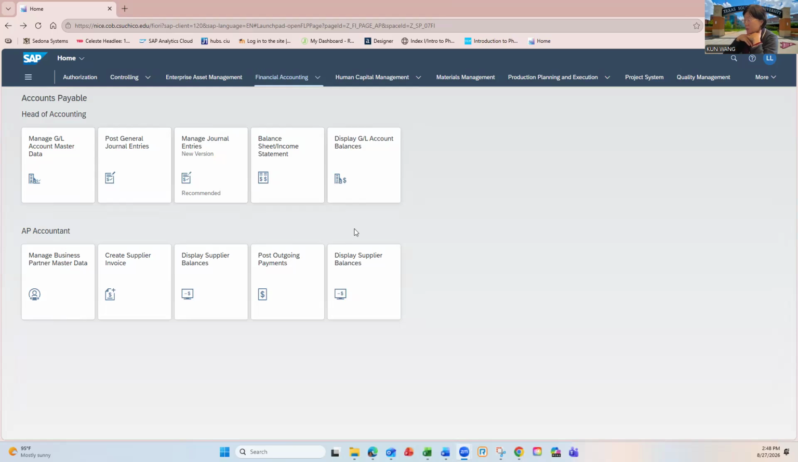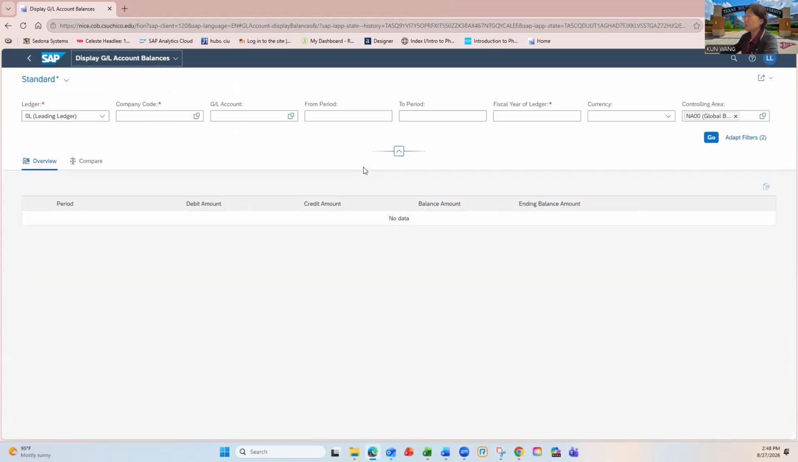So after we finish posting all of the journal entries, we can go back to the header of the accounting to check the account balances and review the financial statements. We'll go back to the prior page. If you don't see this tile display GL account balances, I think it's probably under the AP accountants, and you can move it to the top if you like. So open this tile, and then we can input the criteria for you to review the different balances.